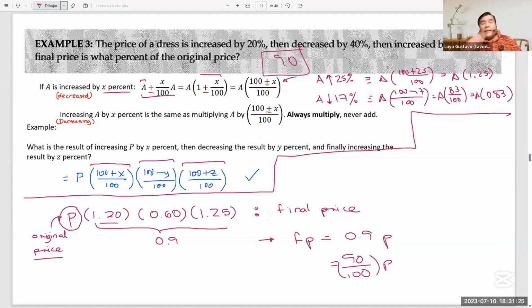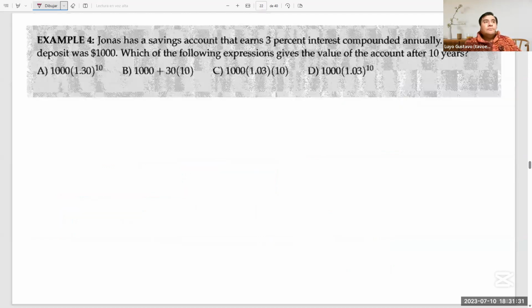Okay, let's keep going. Let's try now example number 4. Jonas has a savings account that earns 3% interest compounded annually. Her initial deposit was $1,000. Which of the following expressions gives the value of the account after 10 years? This is an interesting variation of percent questions. It's about compound interest calculation. It uses the concept of percent.